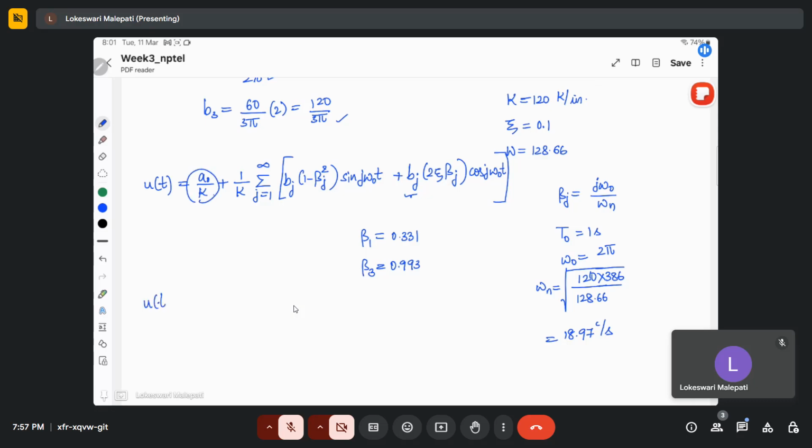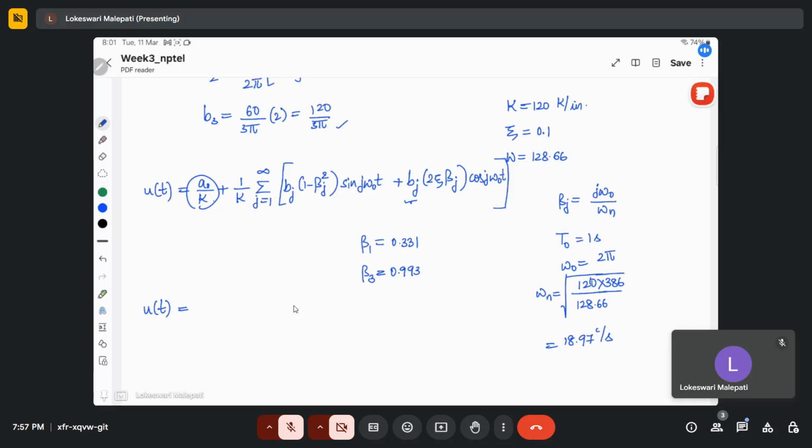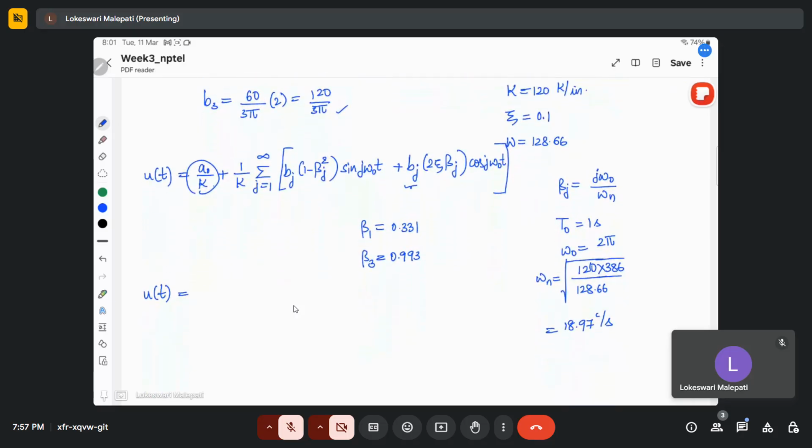So we have u of t is equal to, so b1 is 120 by pi, that would be 38.19, times 1 minus 0.331 square, sine, omega naught is 2 pi, so that would be 2 pi t, plus 38.19, 2 times 0.1 multiplied by 0.331 multiplied by cos 2 pi t. This is for j is equal to 1.